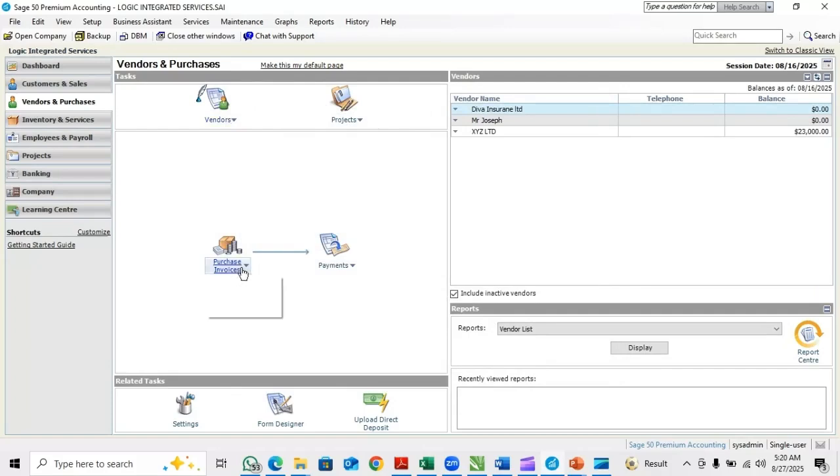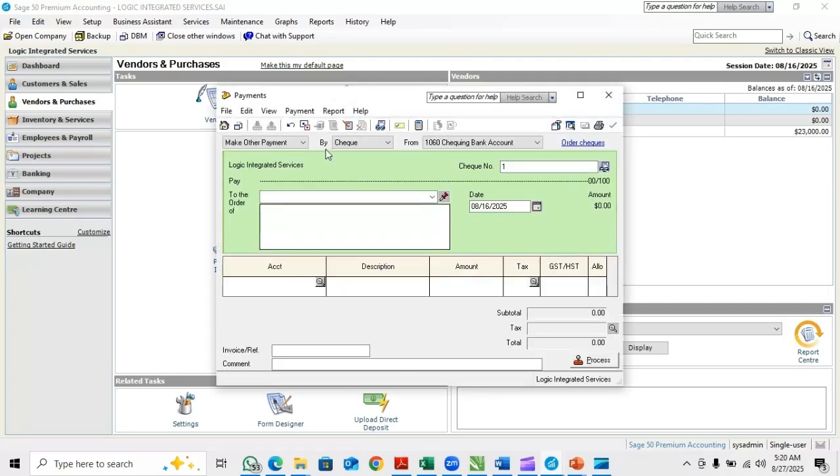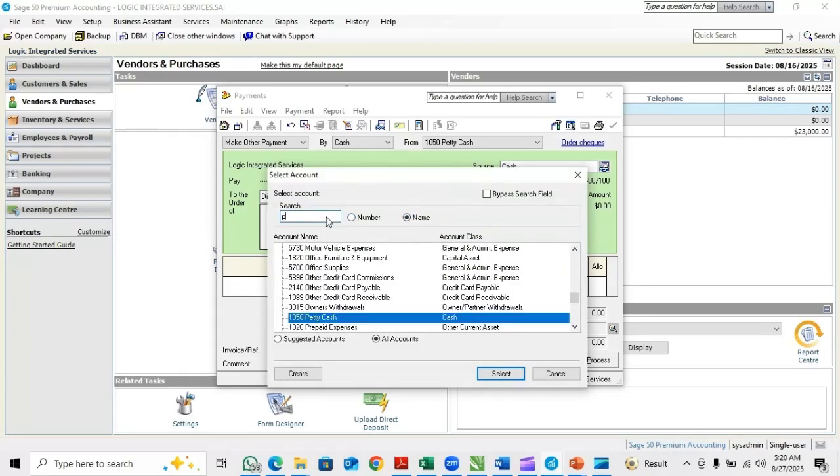Then we can decide to pay it as an expense. Let's pay by cash, and that's our vendor, Diva Insurance Limited, and we're going to pay our insurance, prepaid insurance.